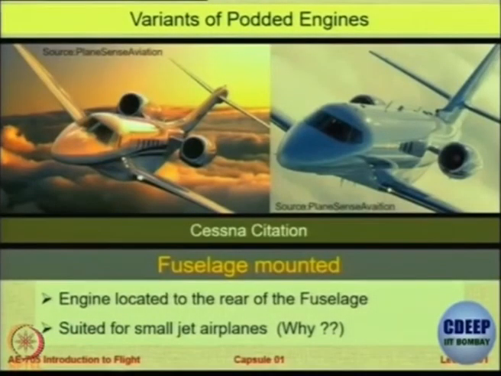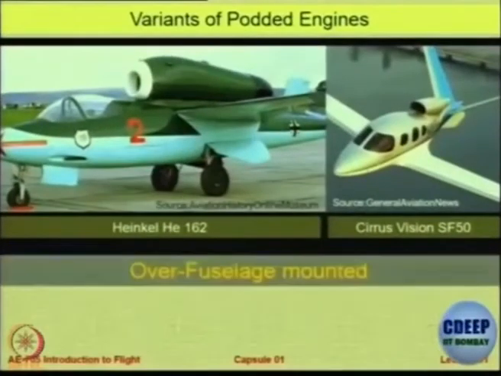Okay. Now, the question is, why are these configurations normally seen only on small jet planes? Don't answer it now. Read about it and answer on the Moodle page. Why is it so that most large transport aircraft, they will have engines below the wing, but most or many small jet engine aircraft, especially business jets, luxury jets, they may have engines mounted in this fashion? Okay. So what could be the reason? You have to figure out by looking at the Moodle.